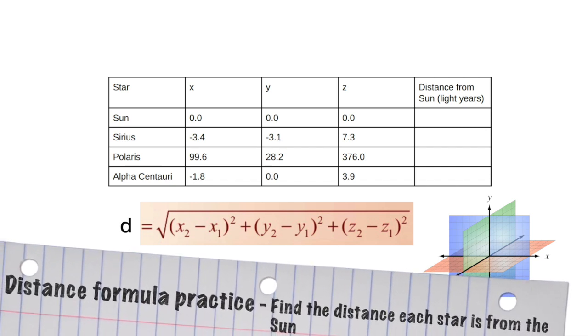Now, if we're going to do the sun, well, that's 0, 0, 0. The answer is going to be 0. That's because the sun is at the center. There is no distance to measure. The sun is right next to itself. Okay? Looking at Sirius, Polaris, and Alpha Centauri, and using that distance formula, pause the video and calculate the answer for how far they are away from the sun.